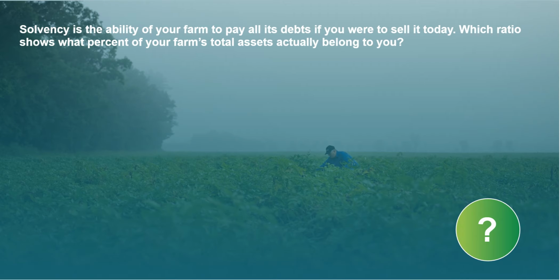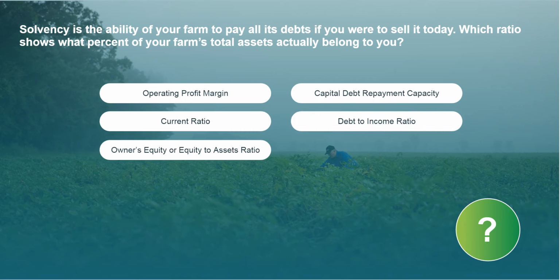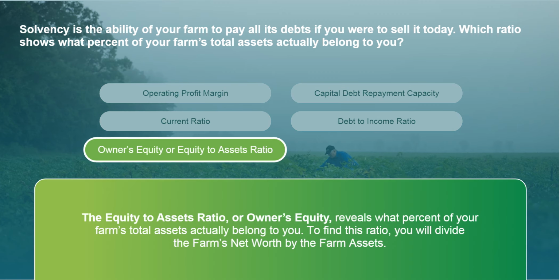Solvency is the ability of your farm to pay all its debts if you were to sell it today. Which ratio shows what percent of your farm's total assets actually belong to you? The equity to assets ratio, or owner's equity, reveals what percent of your farm's total assets actually belong to you. To find this ratio, you will divide the farm's net worth by the farm assets.